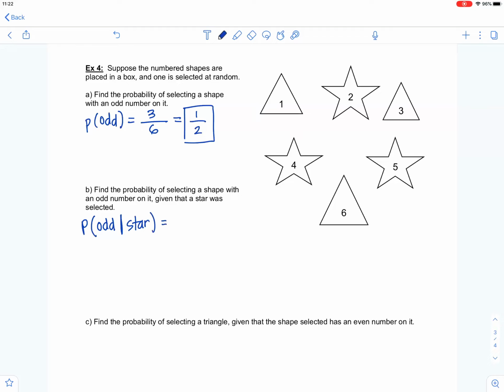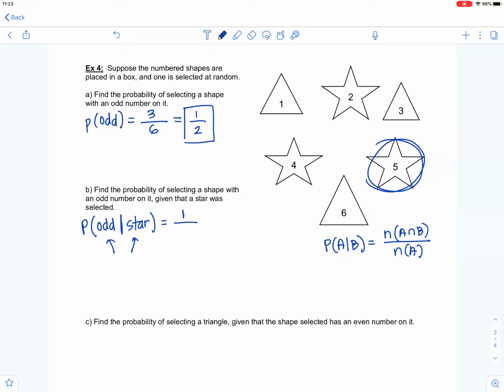You could use the formula probability of A given B is the number of elements in A intersect B over the number of elements in B. So in this case, your A is your odd, your B is your star. So for your numerator, you're looking at how many of your shapes have an odd number and are a star. And it's just this one.